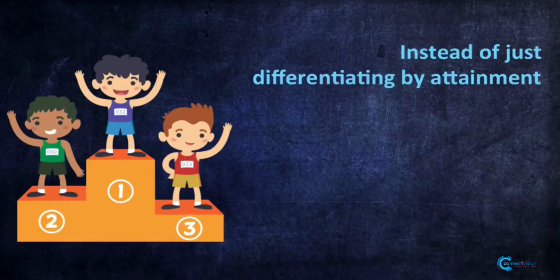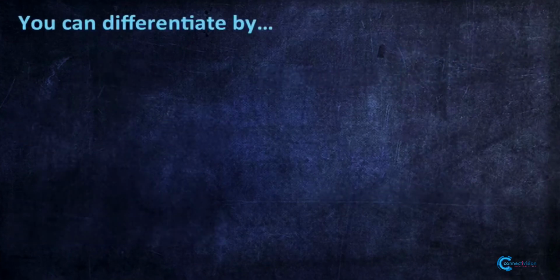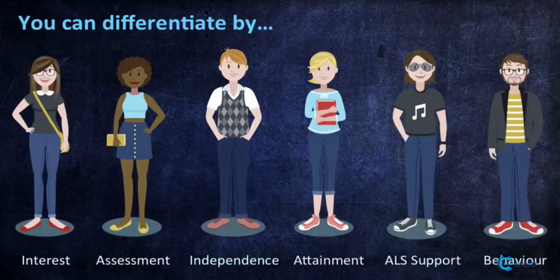What's great about delivering this stuff through digital technology and having a flipped classroom model is that you can then differentiate in your class, not just by attainment, so low, middle and high attainers. You could differentiate by interest, assessment, how independent the learners are, what they've already attained, if they need any ALS support, and also their behaviour. You don't just have to have 3 levels of differentiation. You can literally have multiple sessions happening in one class.